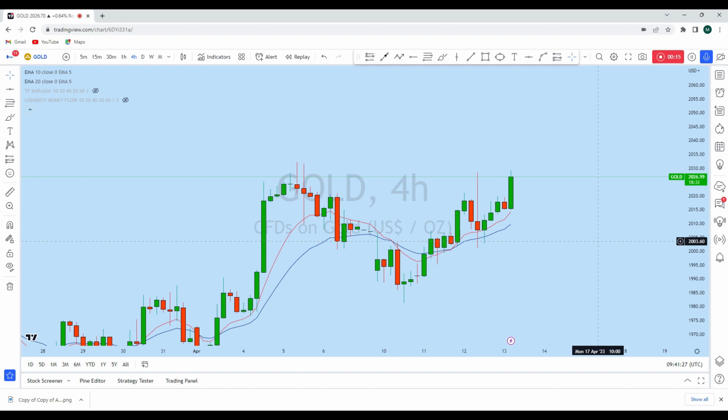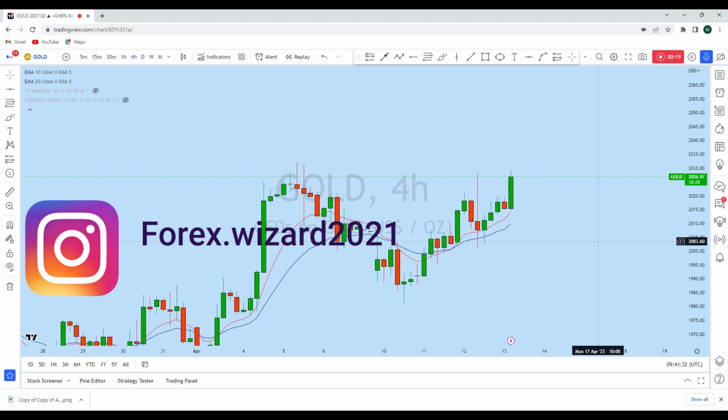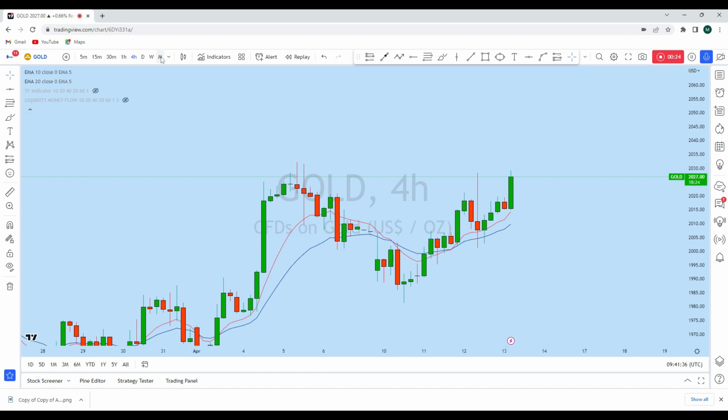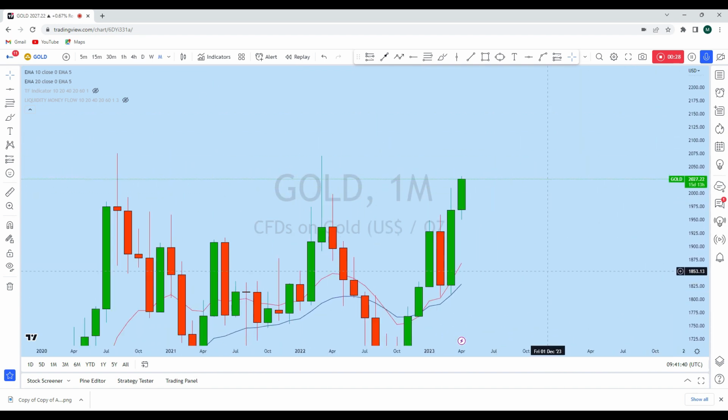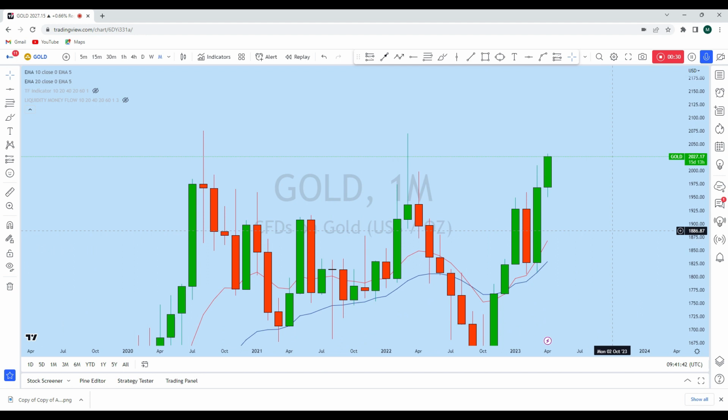Before we discuss how we can trade, let's look at the bigger picture to see the general direction in the market, and then we'll jump onto this lower time frame to see how we can trade gold. Looking at the monthly, we can see that gold is showing significant bullish momentum.